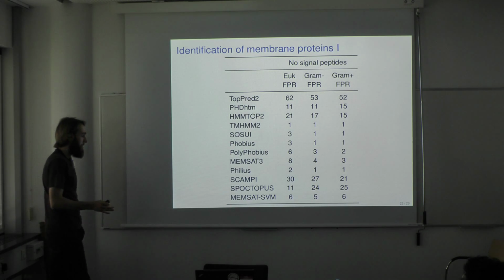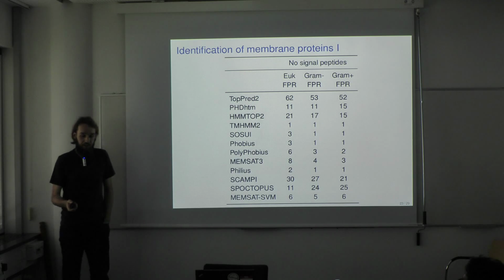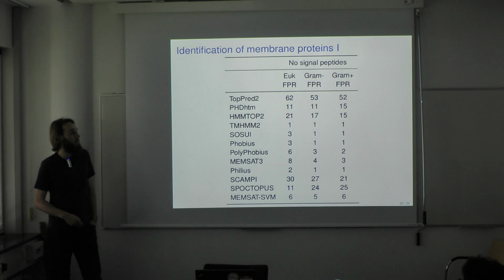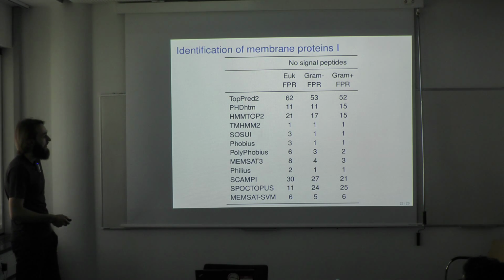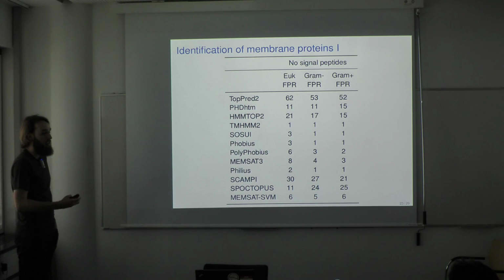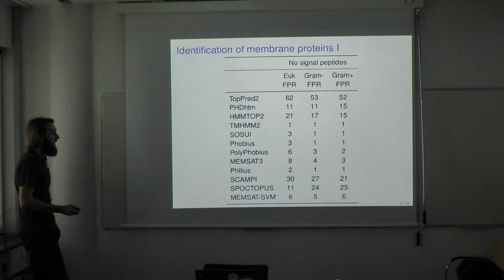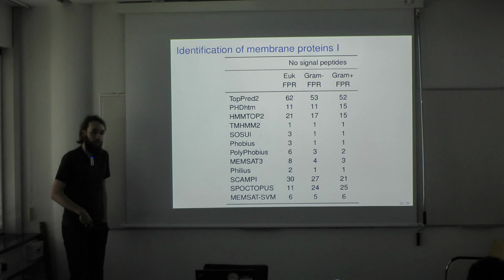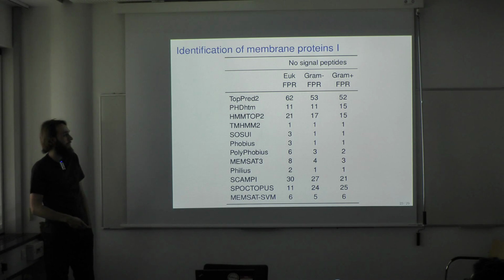Finally, all this time we had a set of proteins. We knew they were transmembrane proteins. We gave them to our methods. We told them, tell me where the helices are. But before you do that, there's another problem. You actually have to see, is something a transmembrane protein or not? So now we have a set of soluble proteins that are not transmembrane, and they are from eukaryotes, gram-negative and gram-positive bacteria, and we give them as input to the methods and see what they predict.